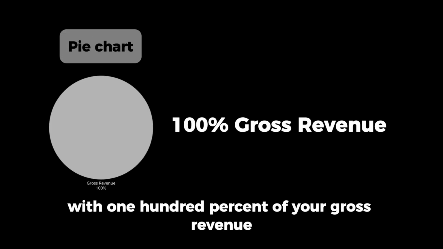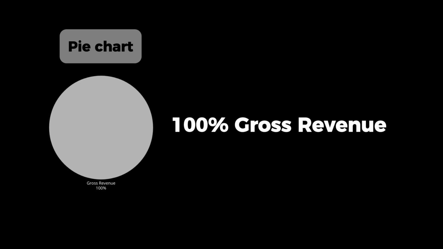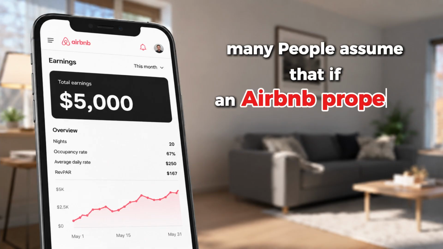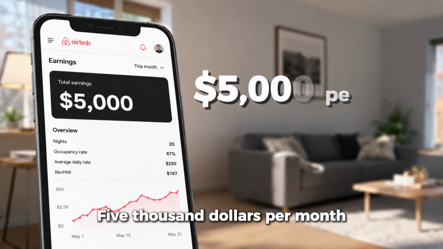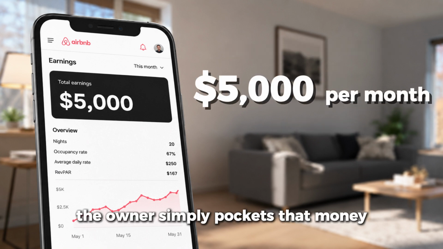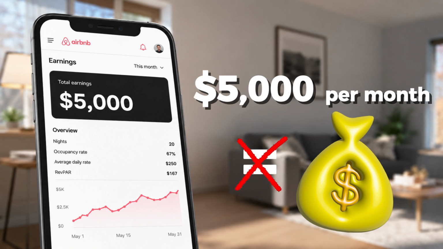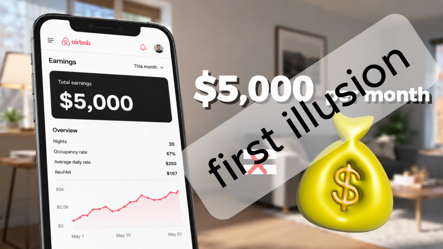Let's start with 100% of your gross revenue. Many people assume that if an Airbnb property generates $5,000 per month, the owner simply pockets that money. That's the first illusion. Let's remove the first layer, operating expenses, or OpEx.